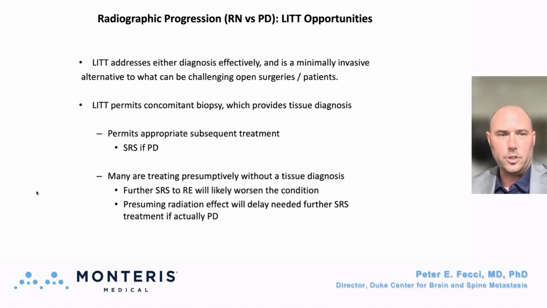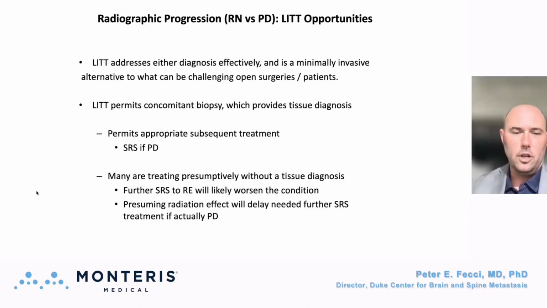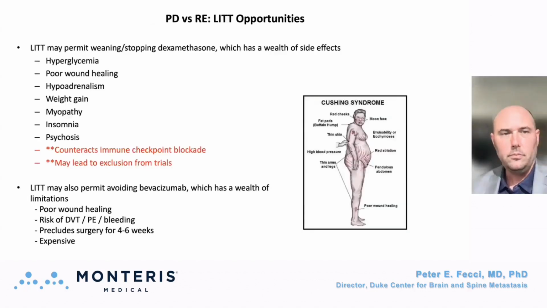So what are the LITT opportunities here? So for radiation necrosis and progressive disease, LITT addresses either diagnosis effectively and is a minimally invasive alternative to what can otherwise be challenging or annoying surgeries. It permits concomitant biopsy, which, as we talked about, provides tissue diagnosis that can be used to inform subsequent changes to either systemic or radiation therapies. And it also avoids you re-radiating a lesion that was simply radiation necrosis.